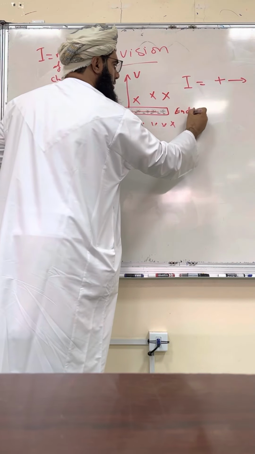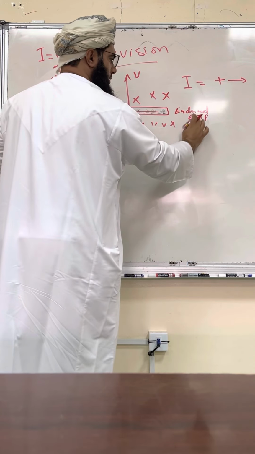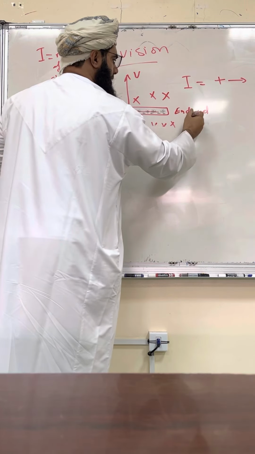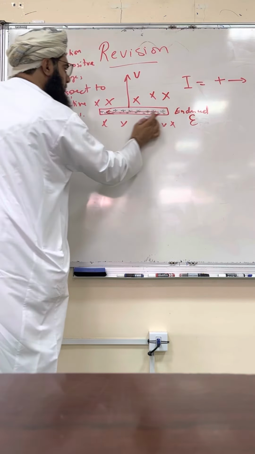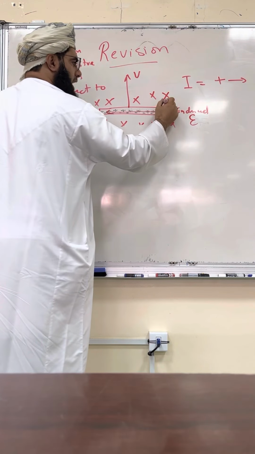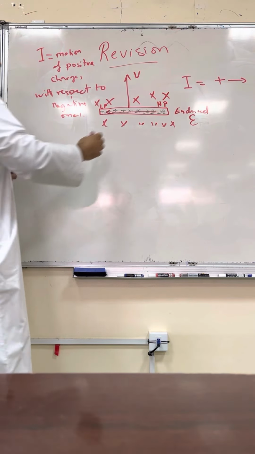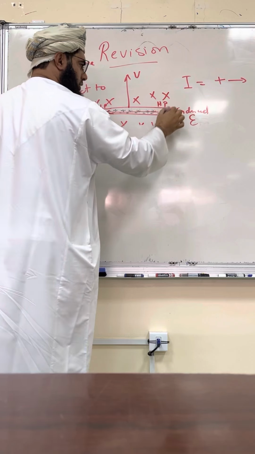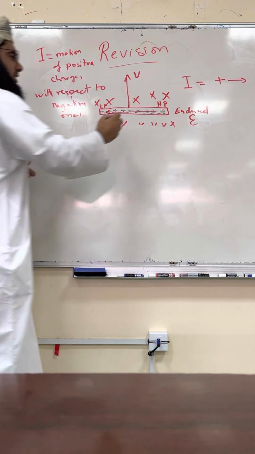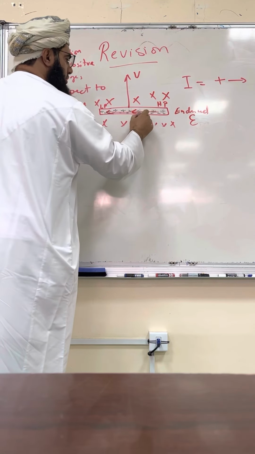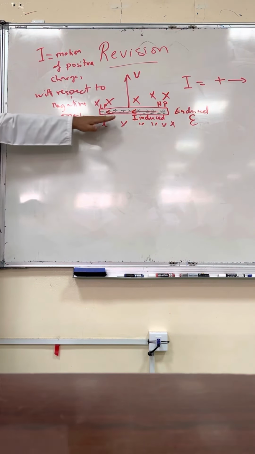Induced EMF, electromagnetic force, sometimes they call it just E, which is the induced EMF here. If the charges are moving from here to here, that means here it has a high potential, high voltage, and here low potential, low voltage. So now we have a current direction to that side. This current we also call induced current.